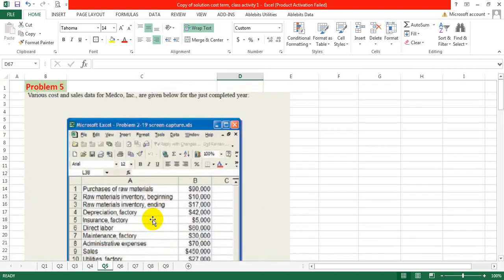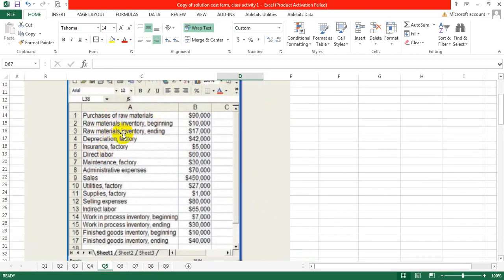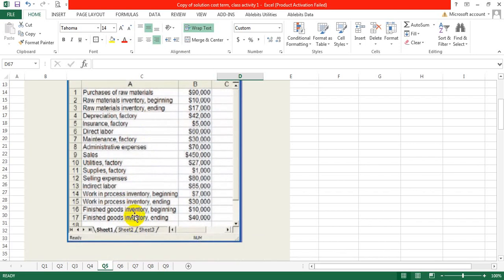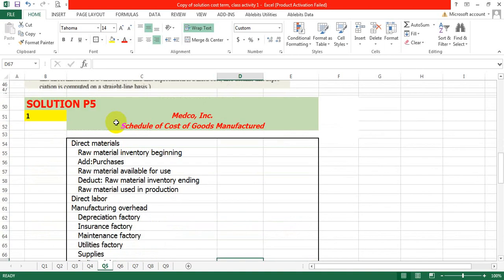Okay, first, various cost and sales data for Metco are given below for the just completed year. The values are given: purchases, raw material beginning, raw material ending, depreciation, insurance, direct labor, maintenance factory, admin expense, sales, utility factory, supplies factory, selling expense, indirect labor, work in process beginning, work in process ending, finished goods beginning, finished goods ending. Now we have to prepare first the cost of goods manufactured statement.